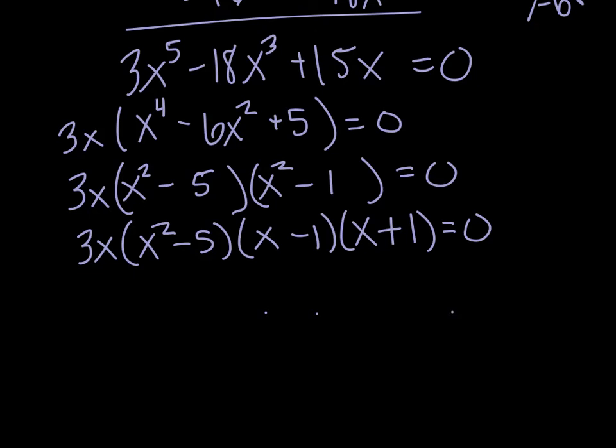So the last thing we have to do is set each of these factors equal to 0. And the factors aren't just the things in the parentheses, guys. Remember, factors are everything being multiplied together. So technically, your 3x on the outside here is also a factor. So each individual factor equal to 0. And then we have to solve.